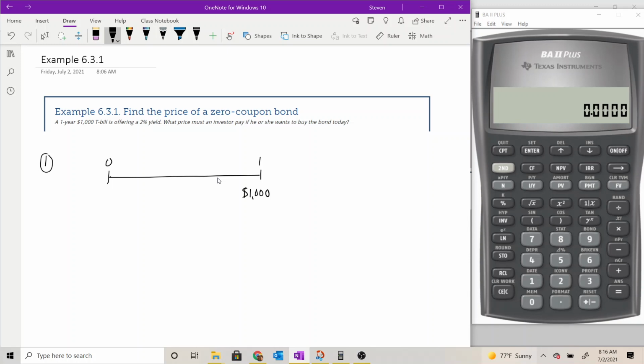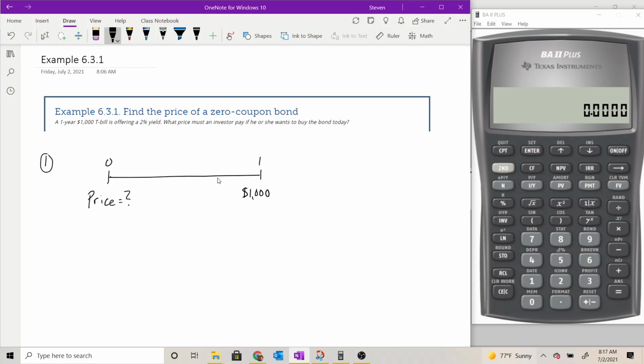Okay. The problem also says that this bond is offering a 2% yield. Yield is shorthand for yield to maturity, and yield to maturity has several definitions. The one that's relevant to us here is it is the discount rate that equates the present value of the bond's promised future payments, in this case just the $1,000 payment 1 year from now, with the current price of the bond, which we're not given in the problem. In fact, we know that's what we're solving for. All right, so we'll say price equals question mark.